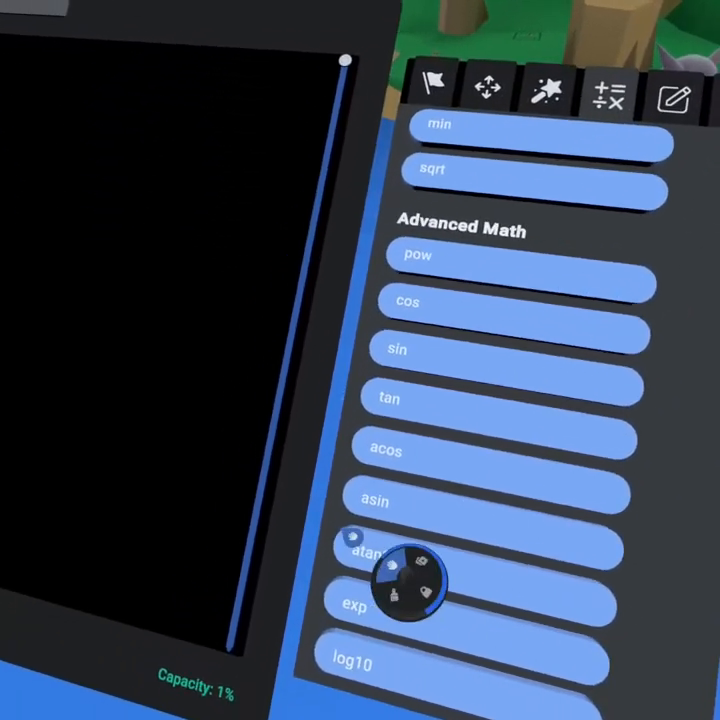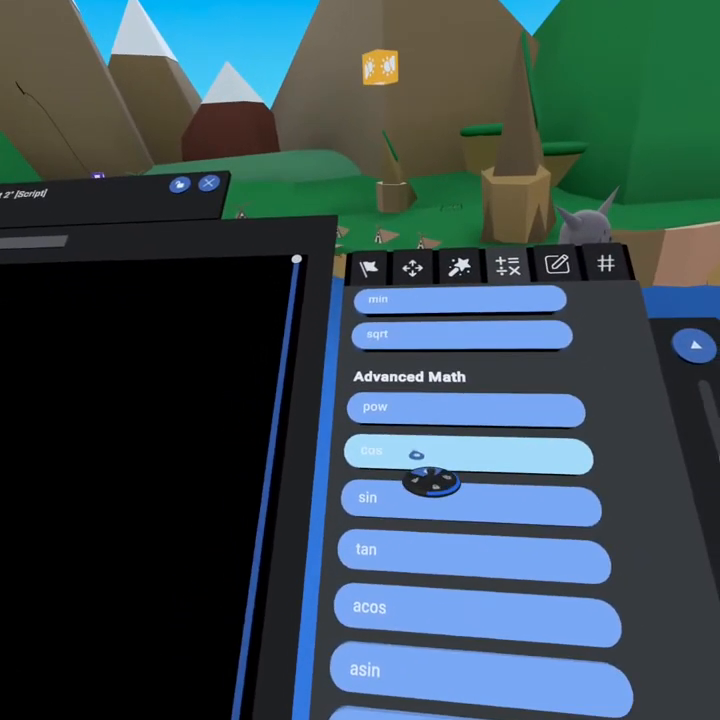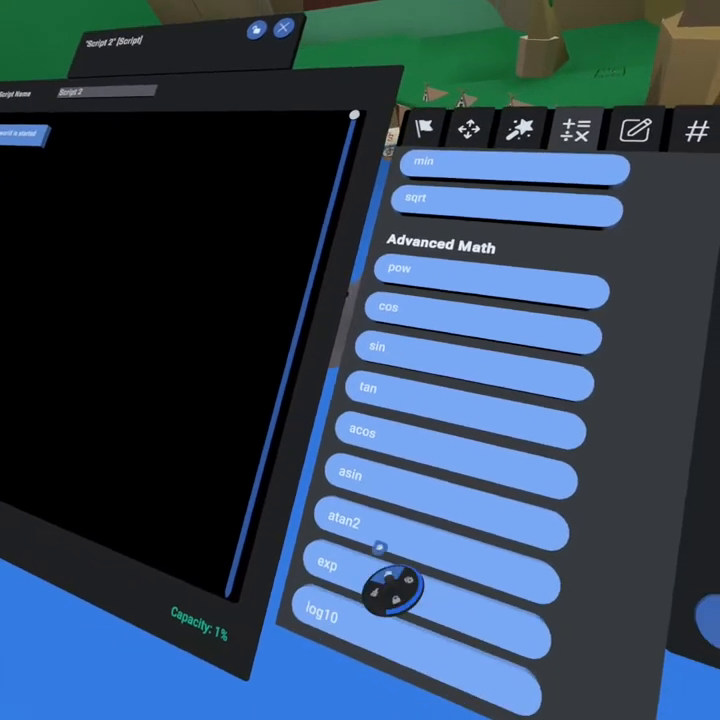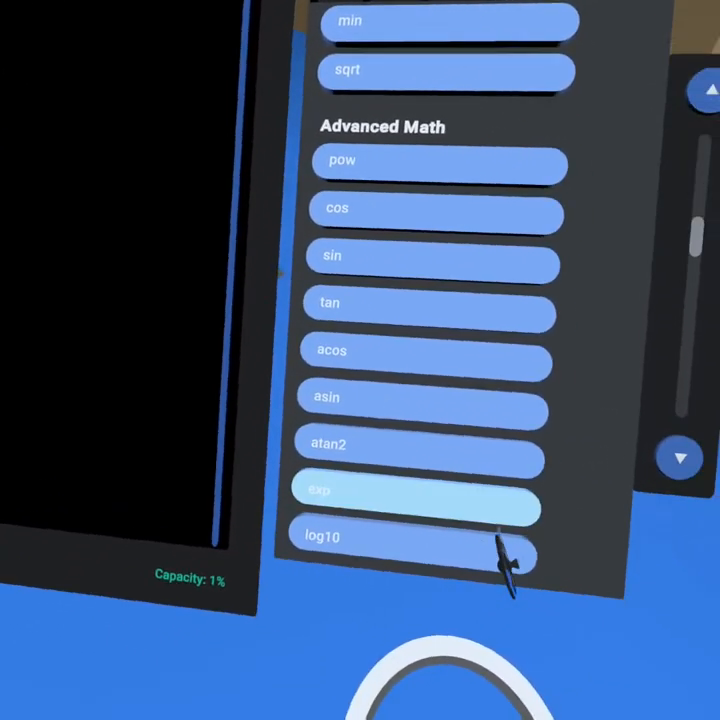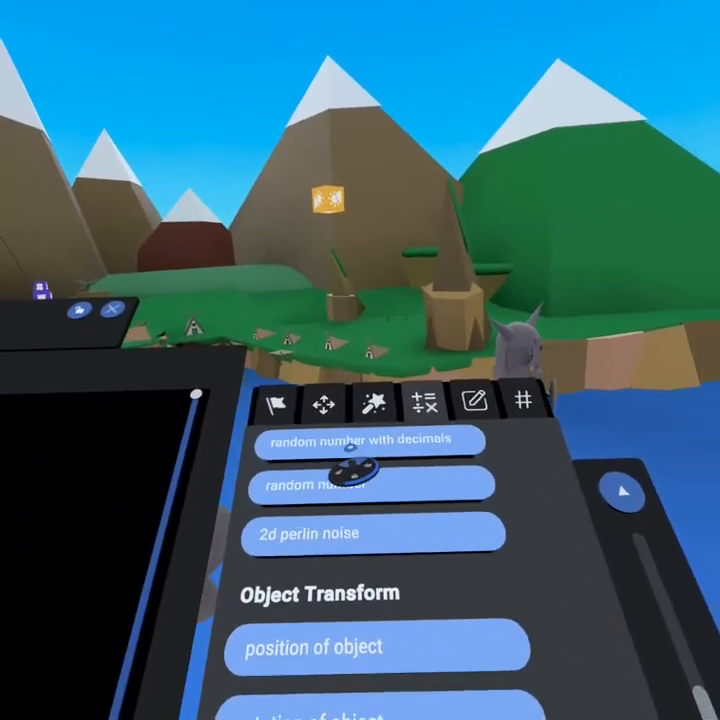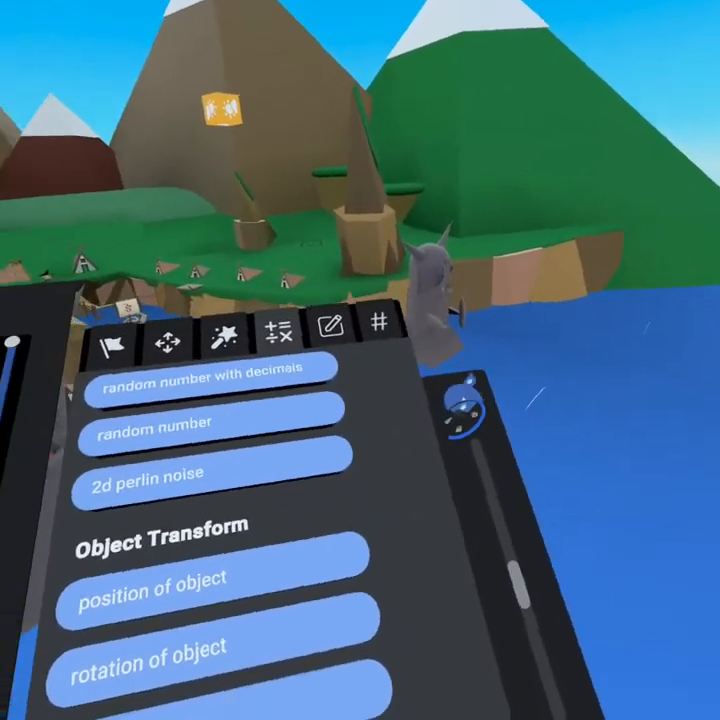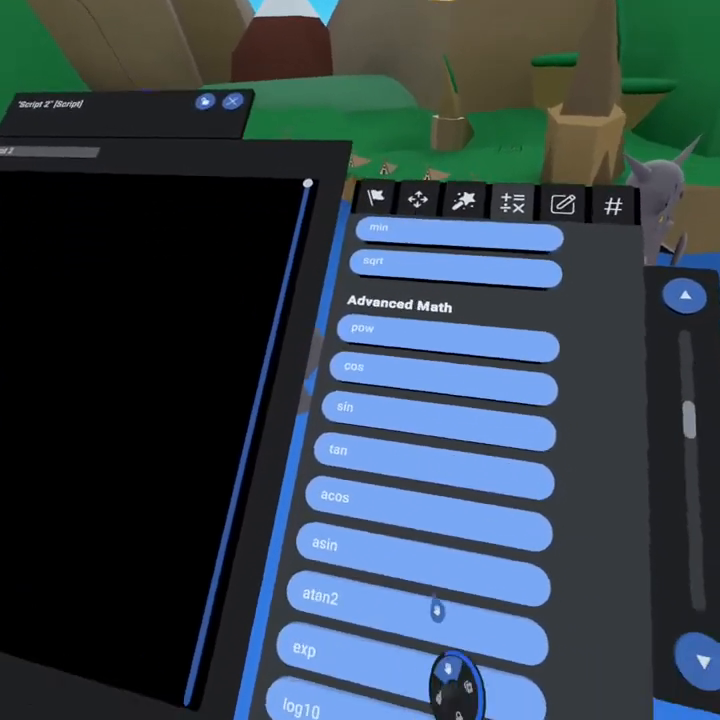All right, moving forward, we have advanced math. So if you thought the math tab was hard, here we've got our pow, cosine, sine, tangent, a cosine, a sin, a tangent 2, exponent, log 10, random number with decimals. Okay, now we're here where I can talk about this. But let's just go through advanced math up here real quick.